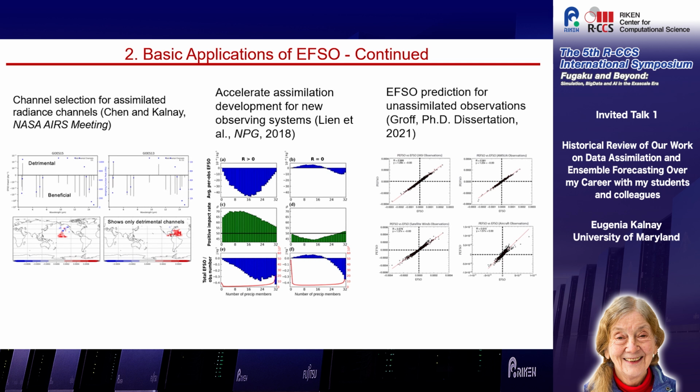With my student Guoyan Lien, we showed how to use EFSO results to develop physical and statistical quality control procedures for new types of observations, such as TRMM TMPA precipitation. Assimilating TMPA precipitation with the EFSO-guided quality control improves the model forecasts.